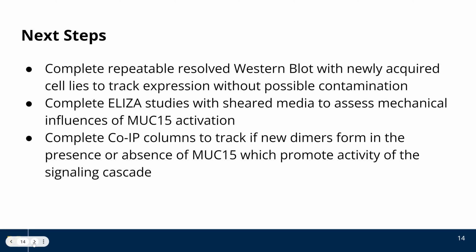And so ELISA and co-immunoprecipitation columns are two ways to determine how that physical signal is being translated to a chemical signal, whether it's to the formation of protein dimers or whether or not it's losing the glycoproteins to the external environment when shear stress is detected.